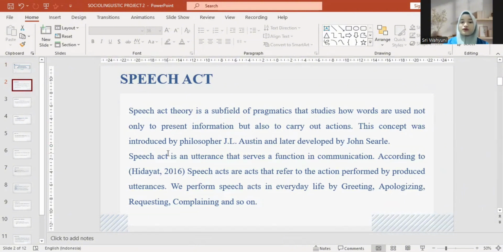Speech act is an utterance that serves a function in communication. According to Hidayah 2016, speech acts are acts that refer to the action performed by a produced utterance. We perform speech acts in everyday life by greeting, apologizing, requesting, complaining, and so on.